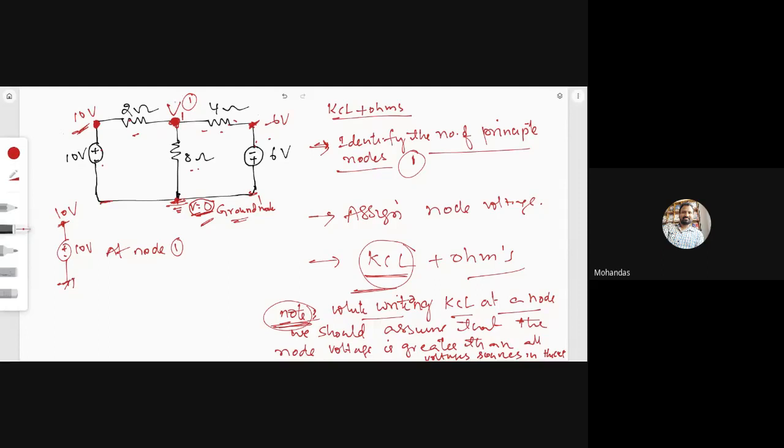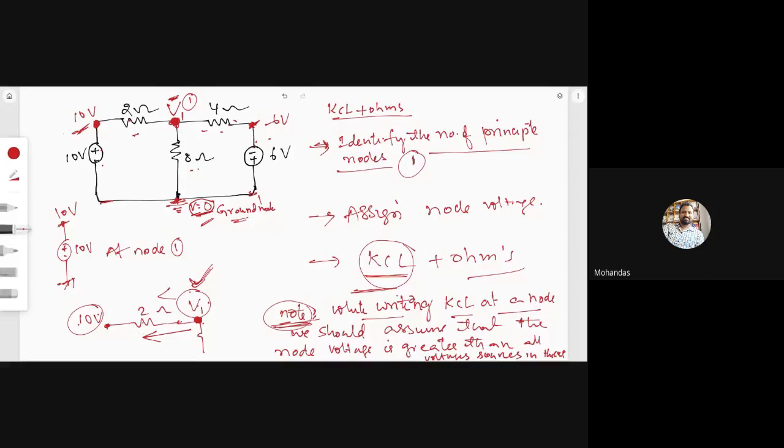So what I'm trying to say is that this node voltage is higher. Suppose there is 10 volts here, and this is 2 ohm, and this unknown voltage is V1. This voltage is higher than this voltage, this V1 is greater than 10. As it is greater, current will flow from higher potential to lower potential, higher voltage to lower voltage. Then what will be the direction of the current? The direction of the current will be in this direction.